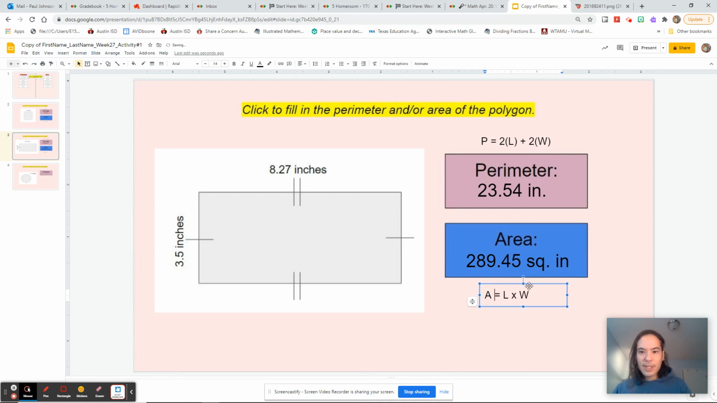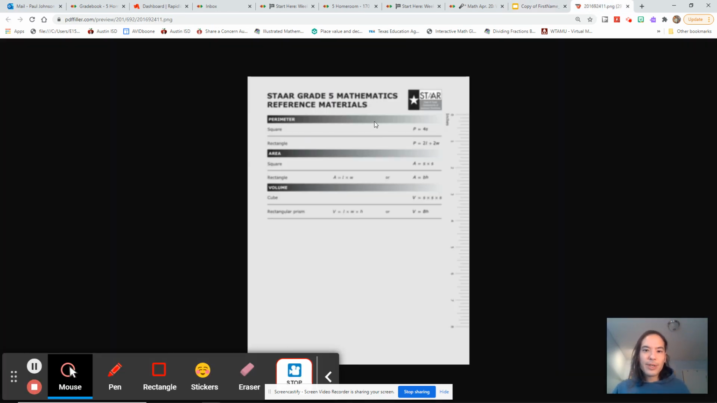So there you go. That's everything that you need. And remember, your Star Cheat Sheet has all of those formulas waiting for you.